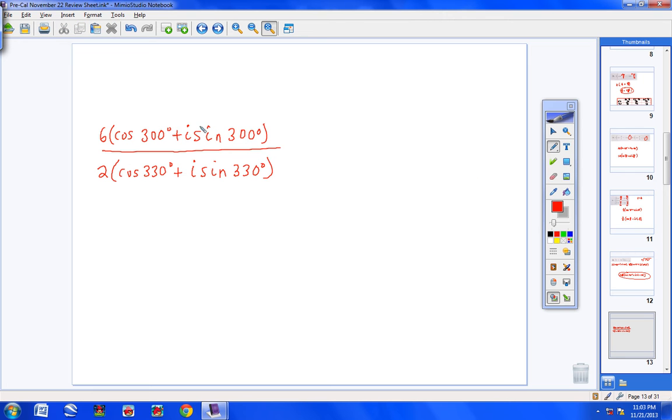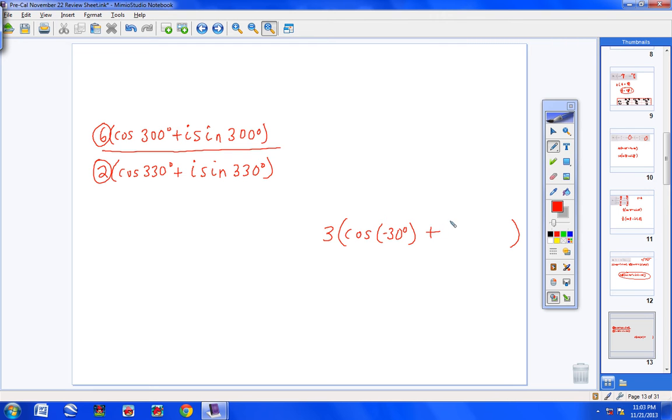And now, how do you divide these two numbers? Remember, you take the top number, the top hypotenuse divided by the bottom. That would give you 3. And then you subtract the angle. So 300 minus 330 would be cosine negative 30 degrees.